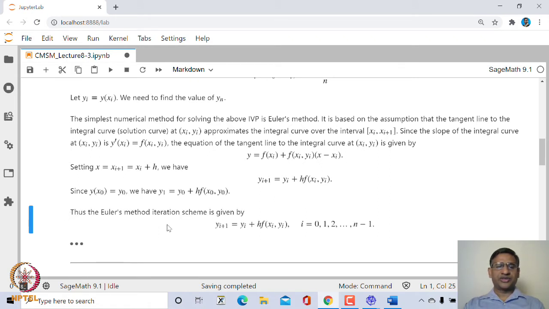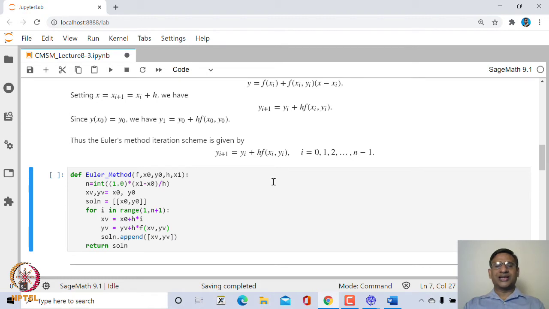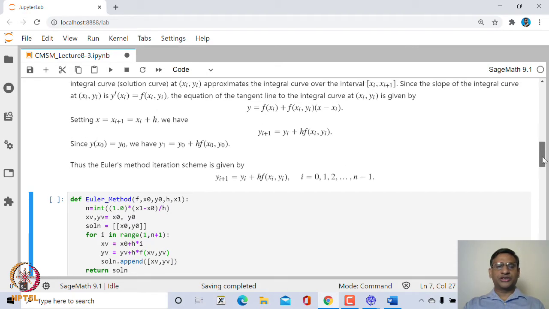So therefore what happens is the iteration scheme of this Euler's method, this is what is called Euler's method, is given by y_{i+1}, that is y at x_{i+1}, is equal to y_i, that is the approximate value of the solution at the previous point, plus h times f at (x_i, y_i). So that is how this iteration scheme is defined, and then I can take i values 0, 1 to n minus 1, right.